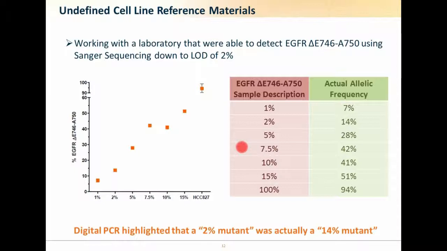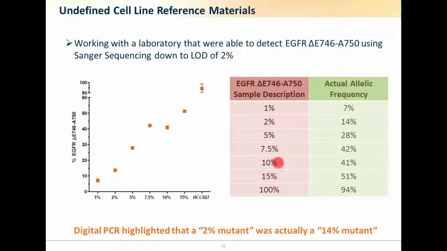There's more digital PCR data later in the talk, but you have to take my word for it that our digital PCR platform is very sensitive and will give incredibly accurate results. So we took their dilutions, which they thought they'd made at 1%, 2%, 5%, 7.5%, 10%, and 15%, and the cell line undiluted. And we ran it through the system.